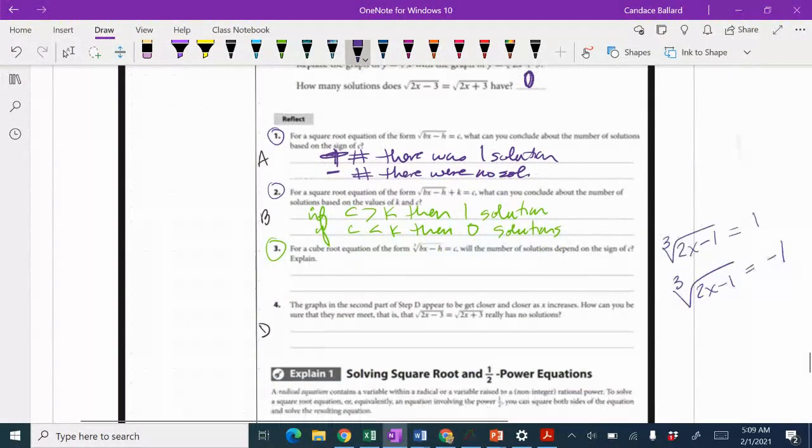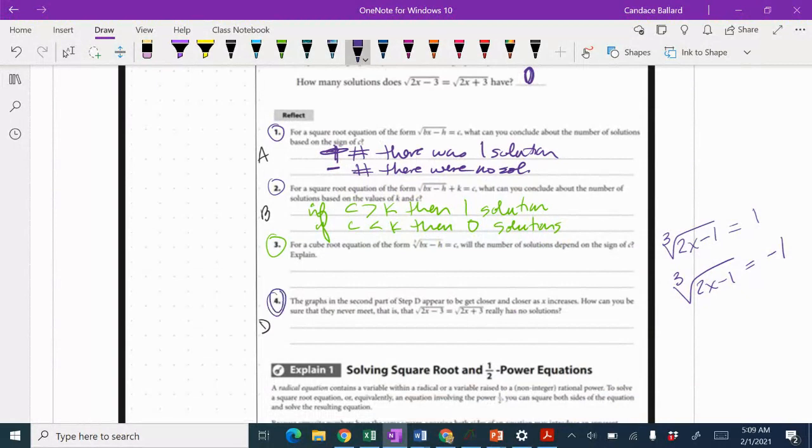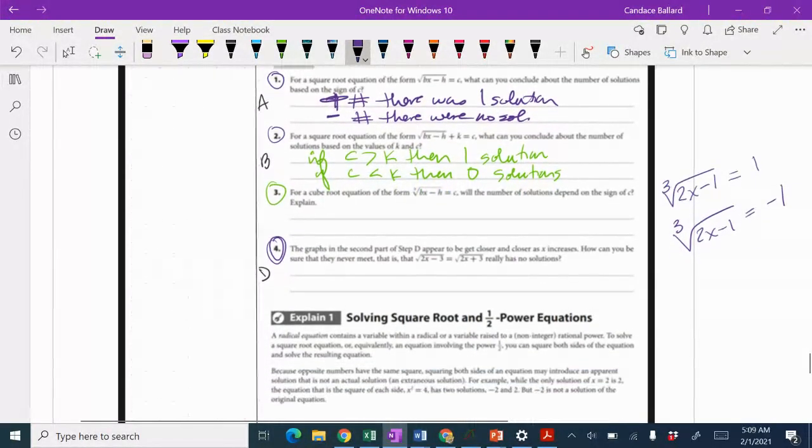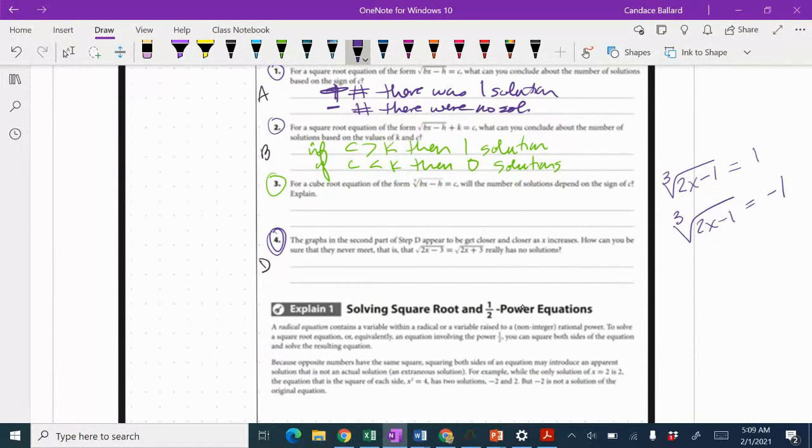All right, so in D, I'm going to look at number 4 here, and then I'm going to go back to 3 there. The graphs of the second part of step D appear to get closer and closer as x increases. How can you be sure they never meet? That is, that they really have no solutions.